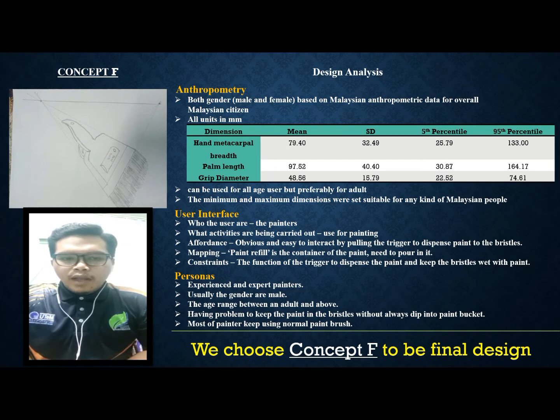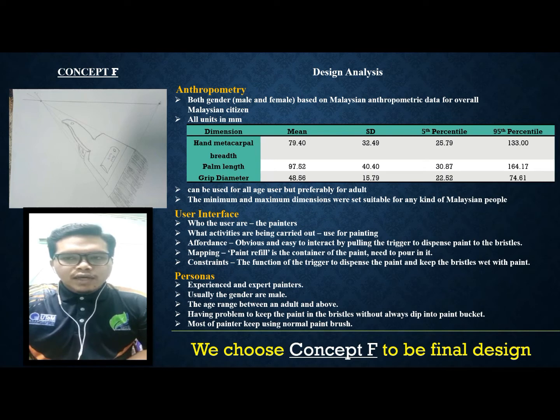The mean of the palm length dimension is 97.52, the standard deviation is 40.40, the fifth percentile is 30.87, and the 95th percentile is 164.17. For the grip diameter dimension, the mean is 48.56, the standard deviation is 15.79, the fifth percentile is 22.52, and the 95th percentile is 74.61.